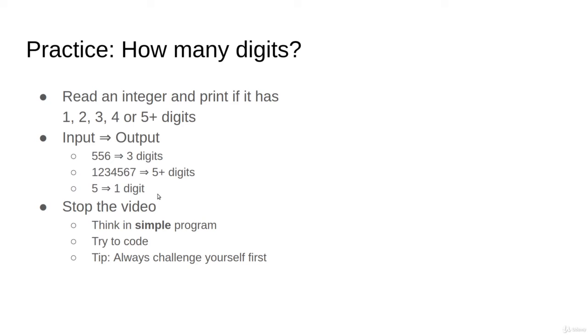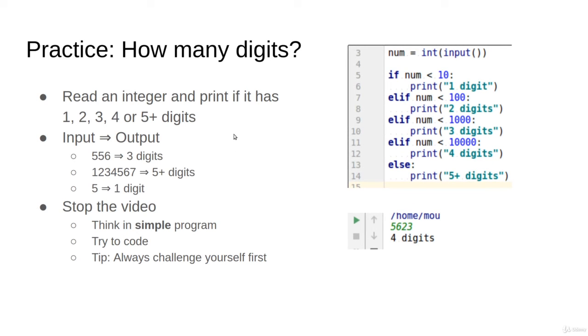I would like you to stop the video and make use of the if-elif idea. The solution is simple. Do not try to make it complicated. Here is a simple program. We will read the number from the user. If the number is less than 10, then definitely it is 1 digit. Elif, if the number is less than 100, then it's definitely 2 digits. Elif, or else if, the number is less than 1000, it is definitely 3 digits. Elif, if the number is less than 10,000, it's 4 digits. Otherwise, it must be 5 digits or more.